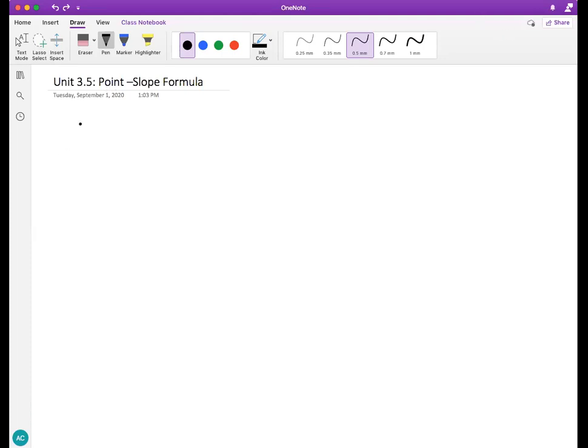So last time, in the previous lecture, we talked about the slope-intercept formula, which was this: y equals mx plus b.